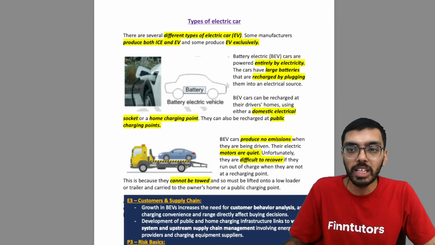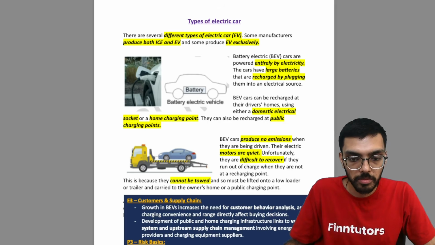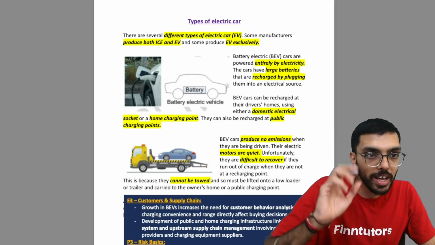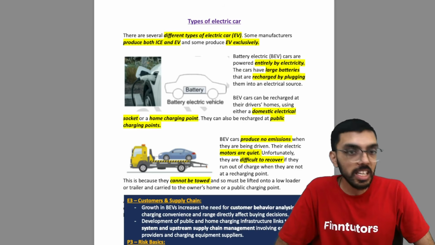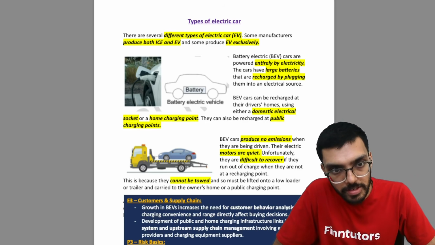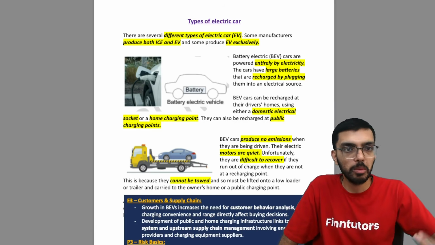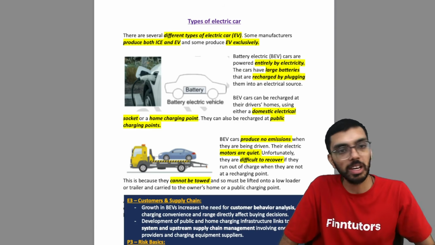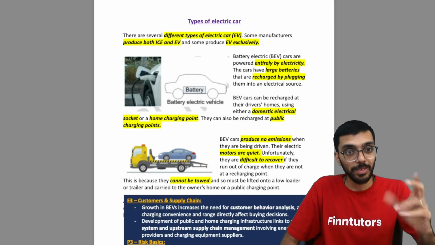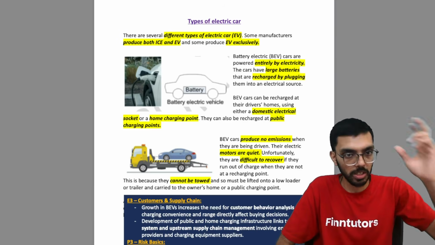Now there are several types of electric cars. Some manufacturers produce both ICE and EVs, and some only make EVs. For example, if you want ICE and EV, you can pick any company in the world today. Let's say Ford. They do normal cars plus they do EV cars. EV exclusively, you can think of Tesla. You can think of BYD.